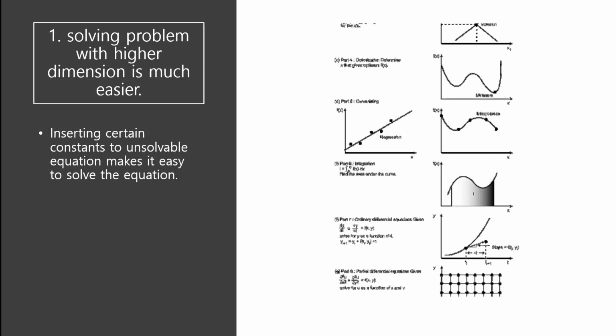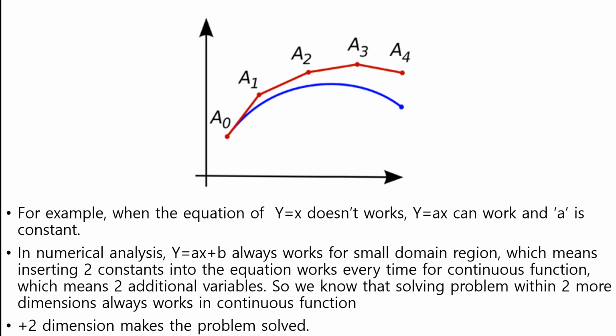Inserting a certain constant into an unsolvable equation makes it easy to solve. For example, when the equation y equals x doesn't work, y equals ax can work, where a is a constant. In numerical analysis, y equals ax plus b always works for a small domain region, which means inserting two constants into the equation works every time for a continuous function, which means two additional variables.